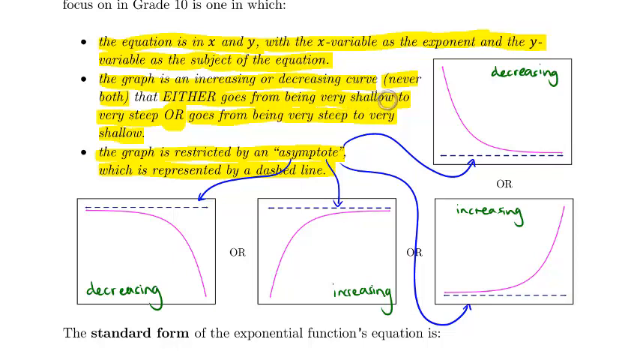Guys, another word for shallow that we can use is a very gradual thing, okay? So a shallow incline is a gradual incline, whereas a steep incline is like you are climbing a cliff or falling down a cliff or something like that. So check out this graph over here.